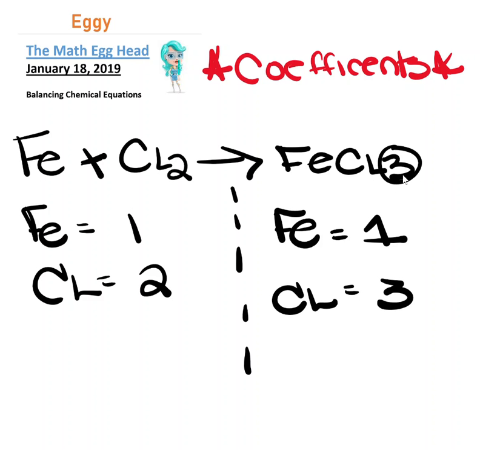Now some of you might say, why doesn't the 3 affect the iron? Now remember, there isn't a parentheses here. The coefficient is 1, and it would be 3 times 1. 3 times 1, because there isn't a coefficient here, so we assume that it's 1. Let me clear this out for you.